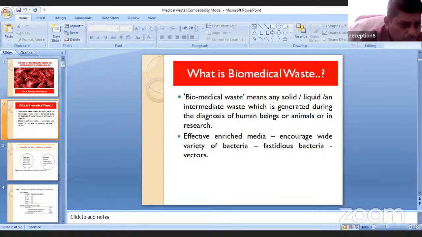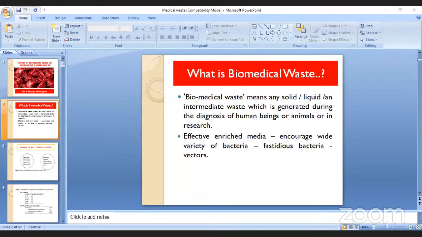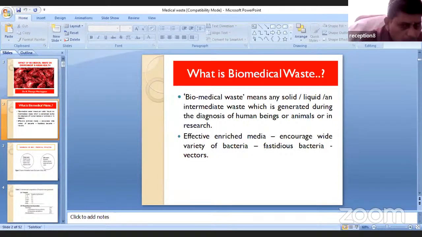Now, according to their chemical and other physical properties, biomedical waste can be grouped into two types: hazardous and non-hazardous. Hazardous waste may account for 15% of total waste.